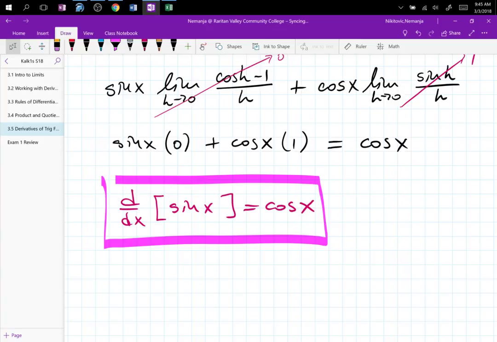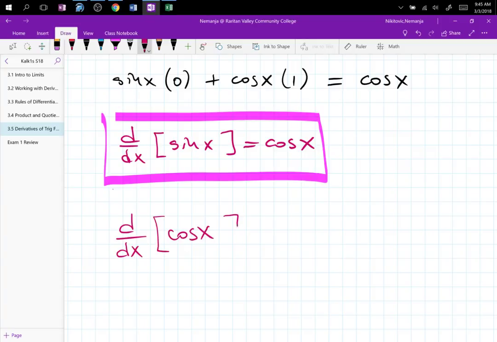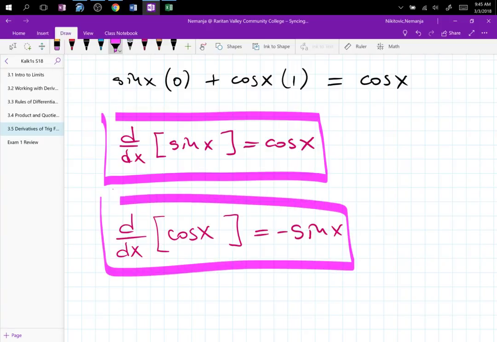And then you can do the same calculation to find that the derivative of cosine x is negative sine x. And this would be the basic two, the first two out of six trigonometric functions.